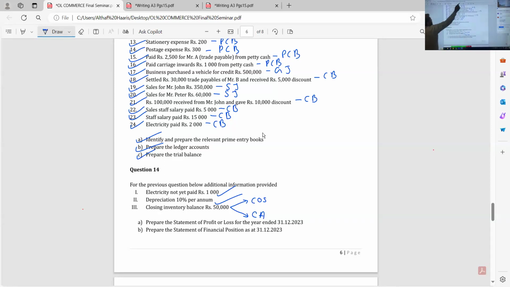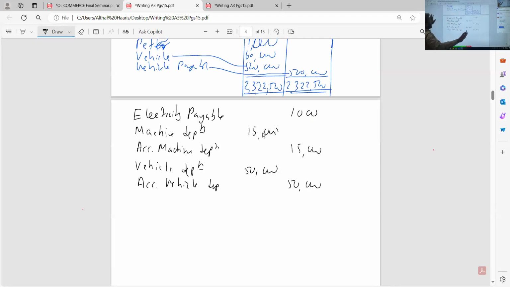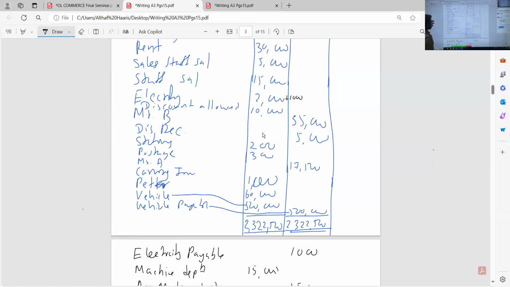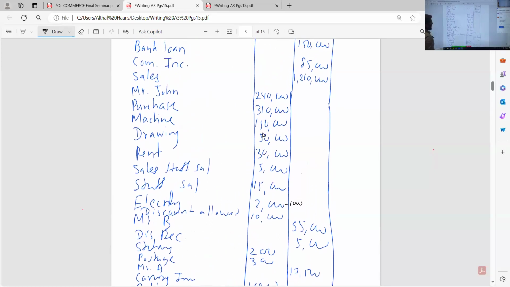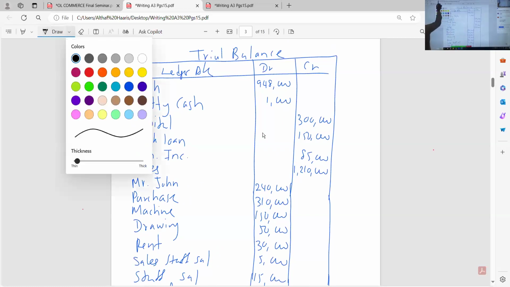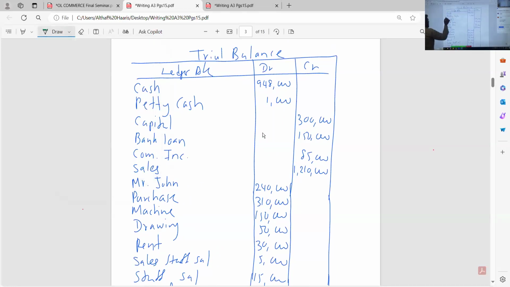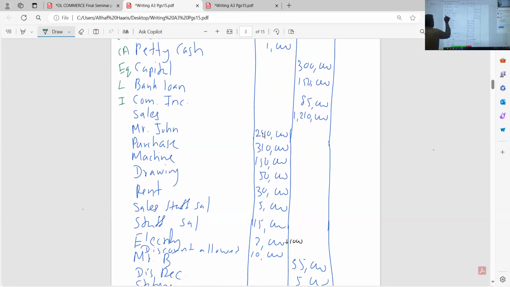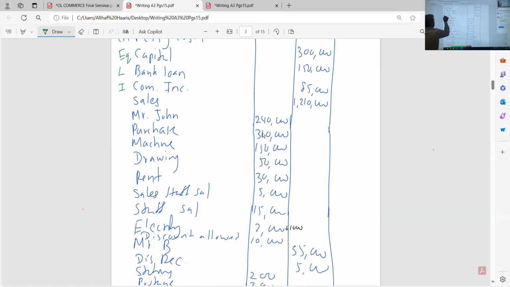Cool. So now we have the complete trial balance. We'll do the classification now for you all to get an understanding. This one is not important, but for understanding, let's do the classification. Cash, current asset. Petty cash, current asset. Capital, equity. Bank loan, liability. Commission income, income. Sales, income.